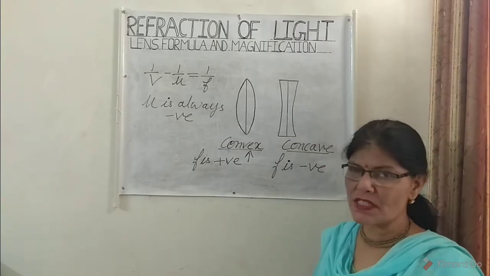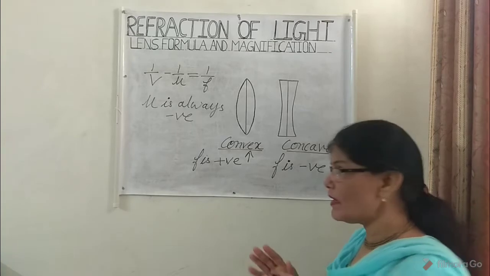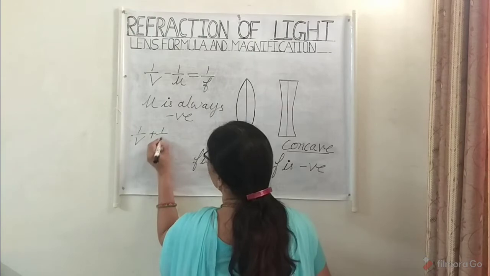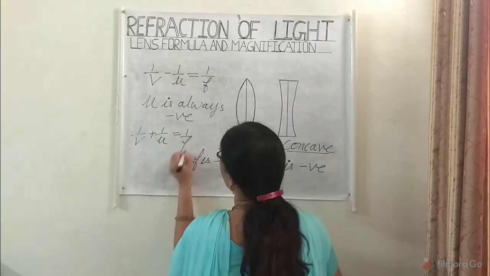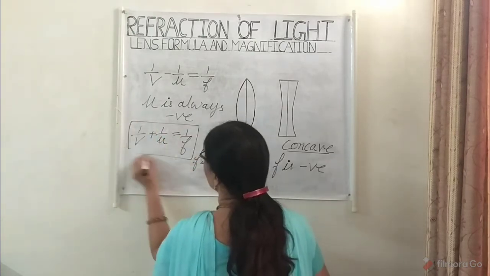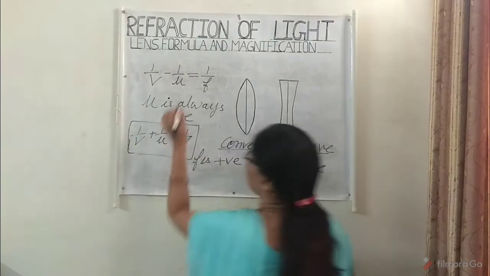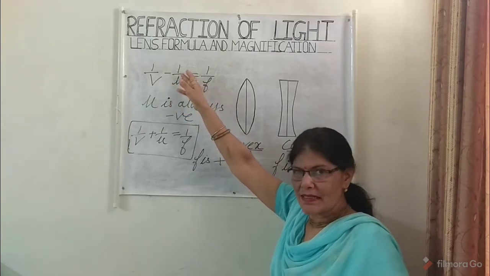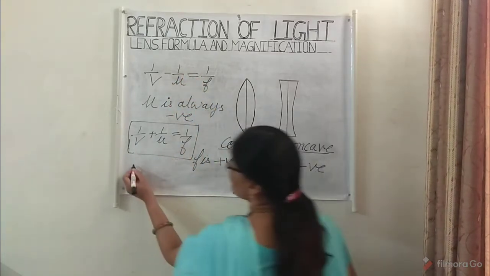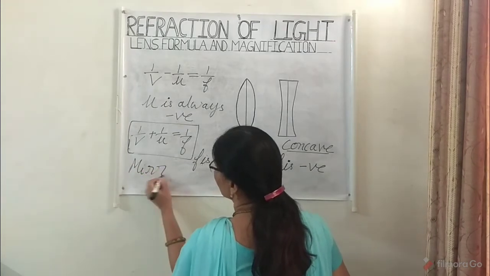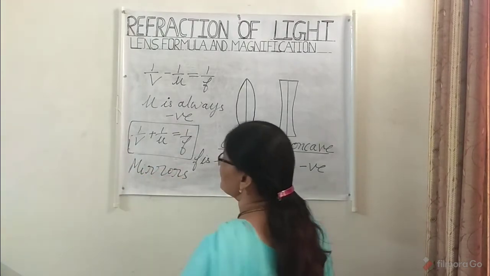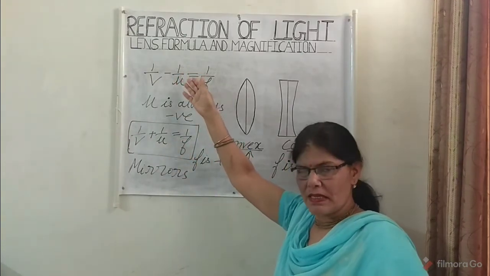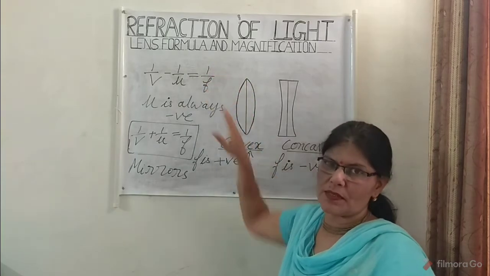1 upon v minus 1 upon u is equal to 1 upon f. Our mirror formula was 1 upon v plus 1 upon u is equal to 1 upon f. This was our mirror formula. So the only difference is that in the case of the mirror formula we have plus here, and in the case of the lens formula we have minus. So this is about the lens formula.